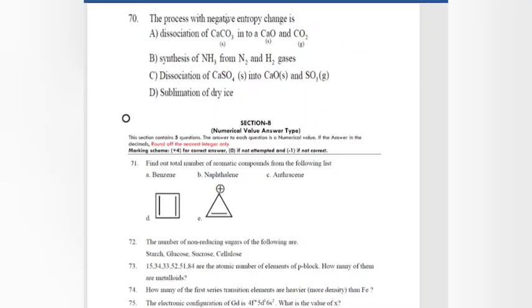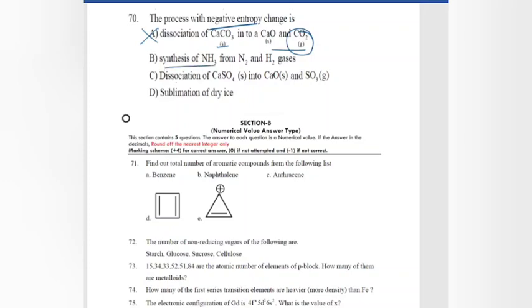The process with negative entropy change: positive entropy means the disorderliness should increase, and negative entropy means disorderliness must decrease. CaCO3 dissociation gives CaO plus CO2. Here there is a solid on the left-hand side and a gas on the right-hand side, so the disorderliness is increasing in the forward reaction. So in the dissociation process, this is not associated with a negative entropy.